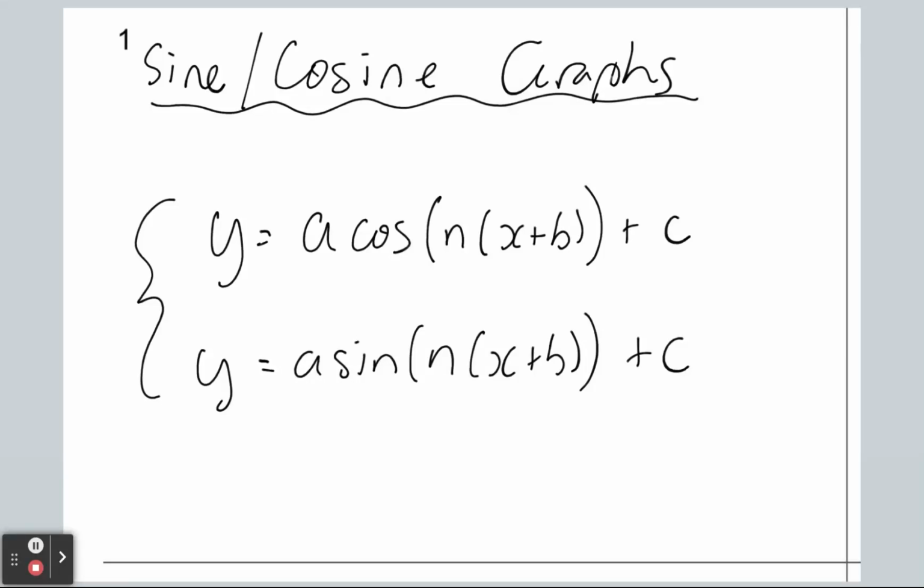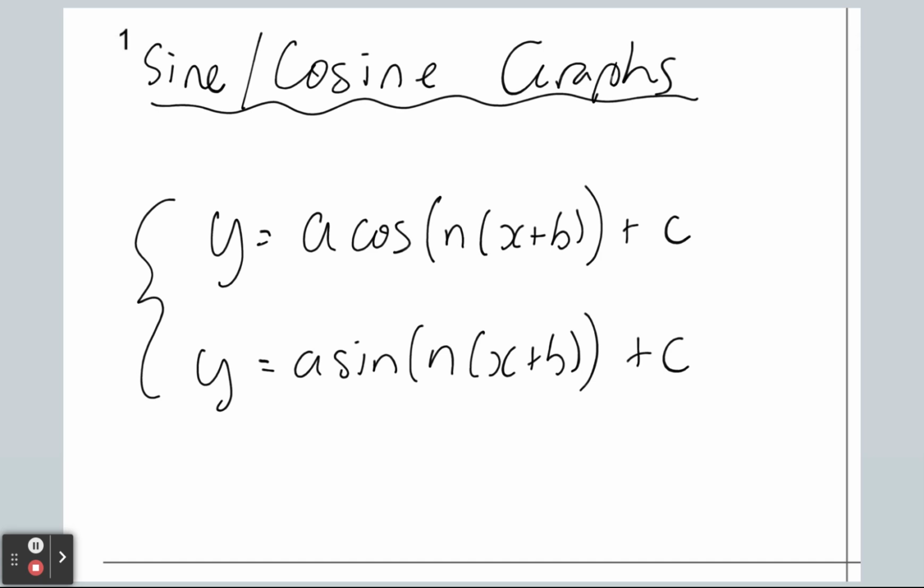This is the first in a series of little lessons which look at sine and cosine graphs, and it assumes that you've already got an understanding of the transformations in general. So we're only looking at sine and cosine. We're not looking at tan at this stage because tan is treated a little bit differently.